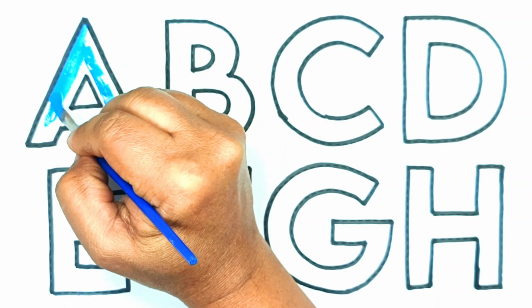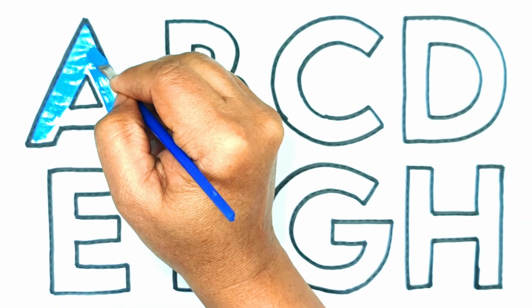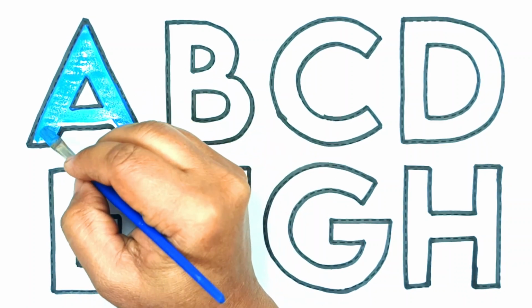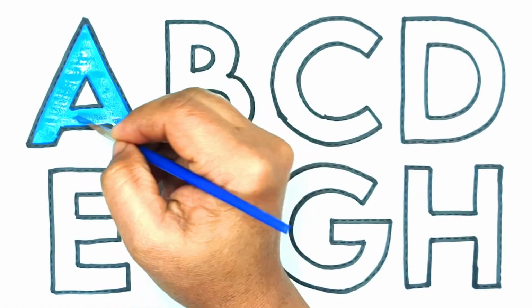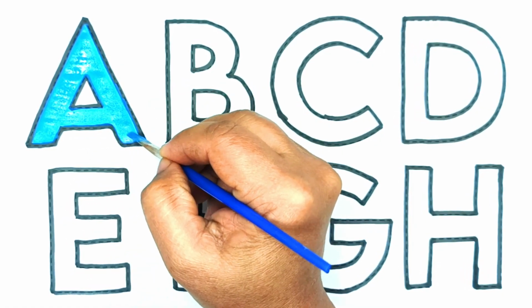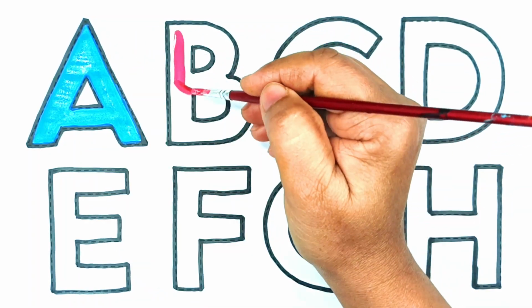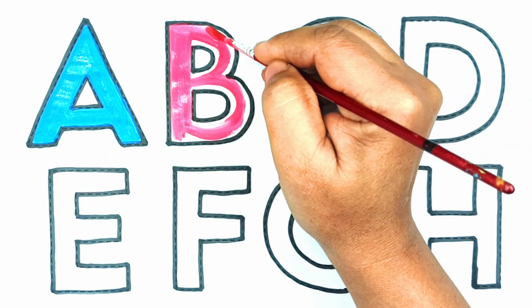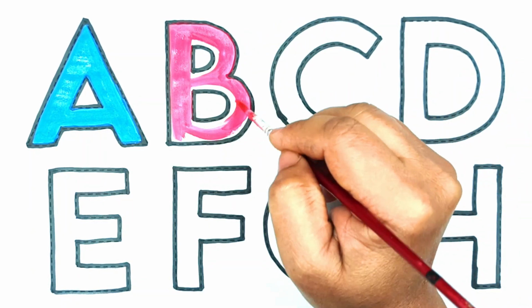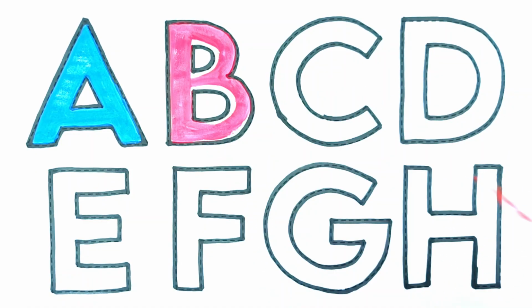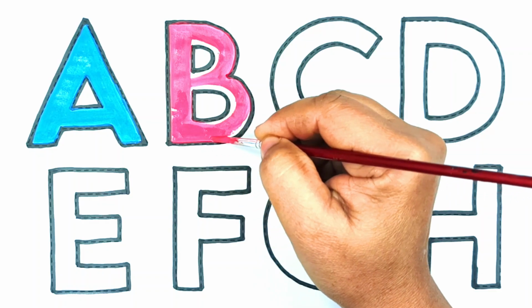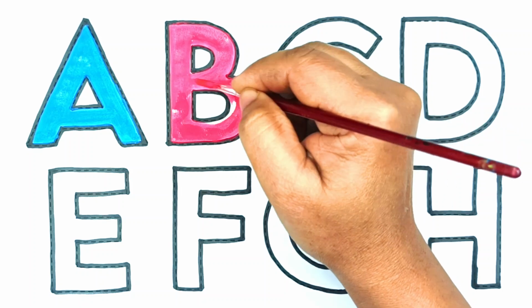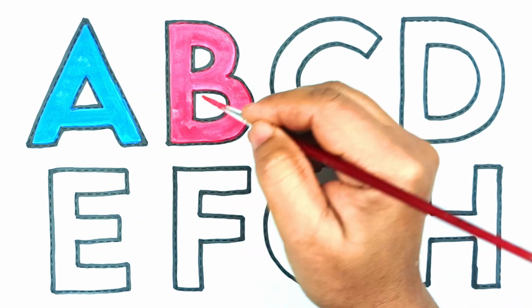A is for alligator. A for apple, adorable apple picking adventure. A is for apple. B is for ball. B, bouncy ball fun with friends. B is for ball.